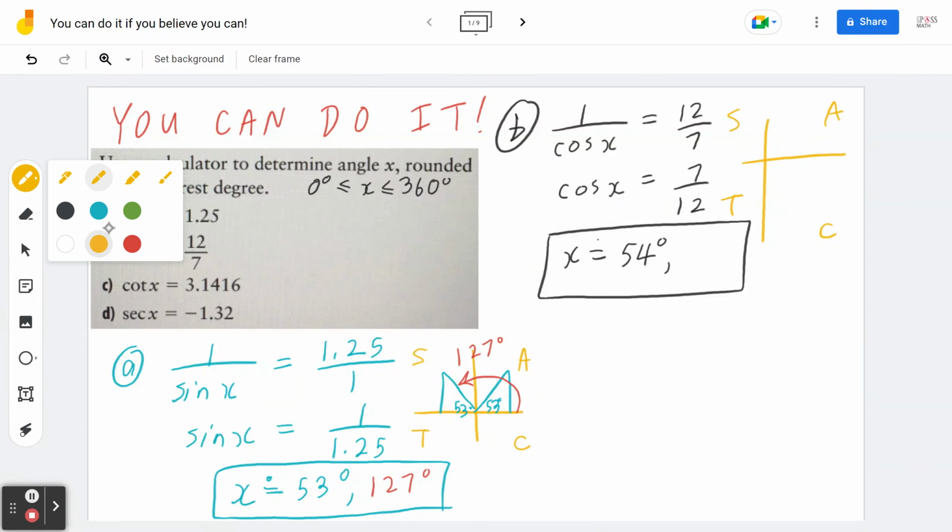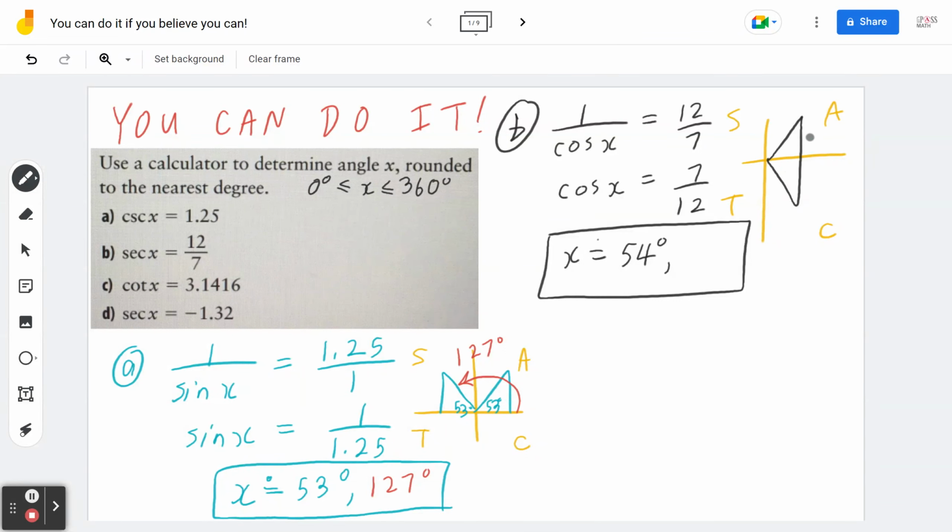In the first quadrant, and of course in the fourth quadrant, cosine is going to be positive, and we found 54 degrees here and 54 degrees here. Again, in a different color, the second angle, or the second answer, is going to be 360 minus 54 degrees, and that's going to be 306 degrees, just like that.